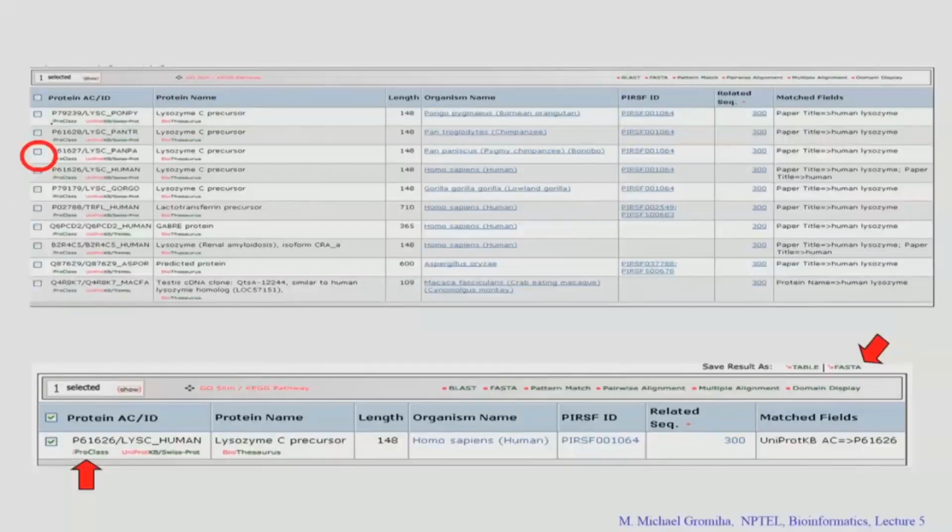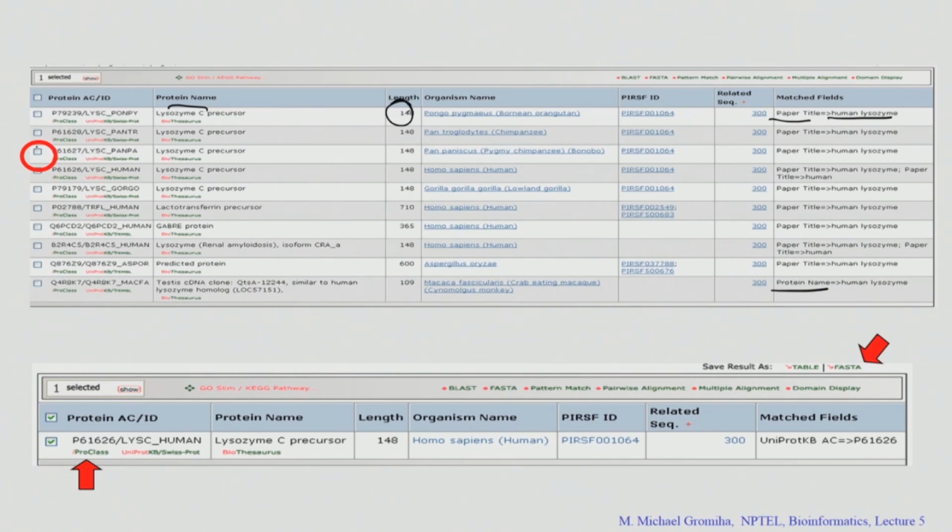If there are several entries, these are the protein ID and this is the protein name. They give the length of the protein. What is the meaning of 148? 148 amino acid residues in the particular protein. Then the organism, the main species for the particular protein, and this PIRSF ID and related sequences, and the matched field. Why is there a matched field? Because human lysozyme is the field we gave, it matched the paper title. Sometimes they have paper title, somewhere you can give the protein name, here it matched with the protein name. So, wherever it matched, it showed where they found the match.